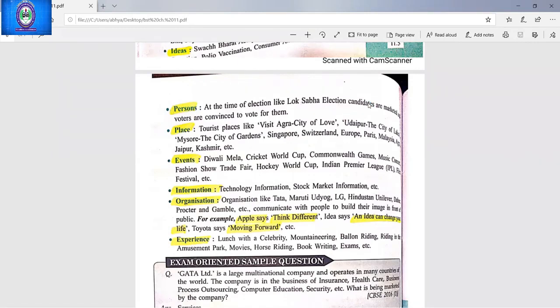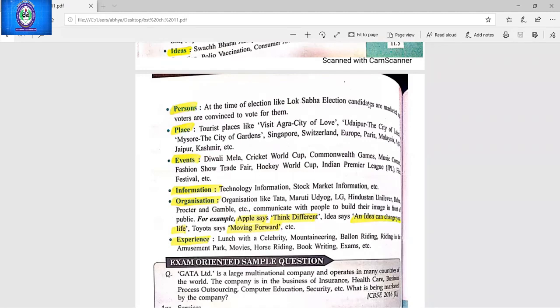The name of these organizations matters a lot. So these can also be marketed. Then experiences. Sometimes you may have seen advertisements on television that if you are buying that product, then you may win a lunch experience or dinner experience with any celebrity. Balloon riding, riding in the amusement park. Whenever you are going to an amusement park, you are not buying that amusement park. You are just experiencing the services provided by that amusement park. Whenever you are going to watch a movie, then you are not buying the theater.